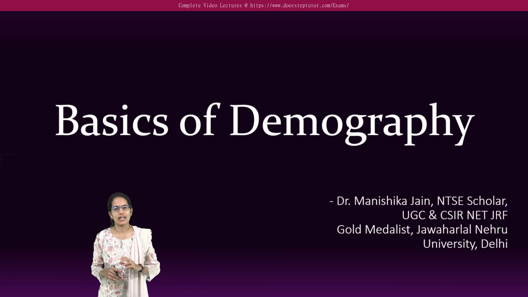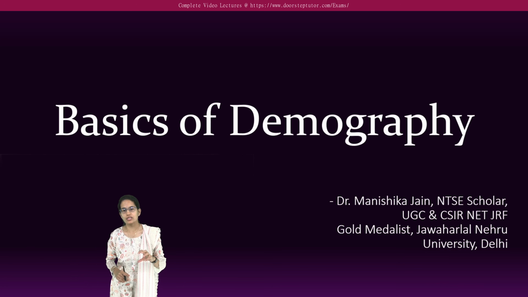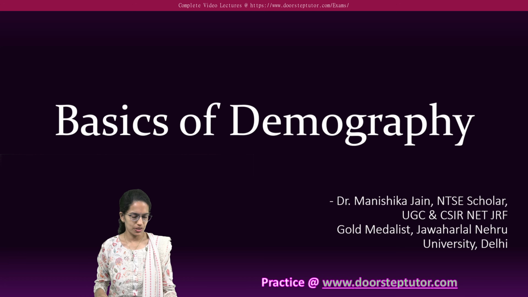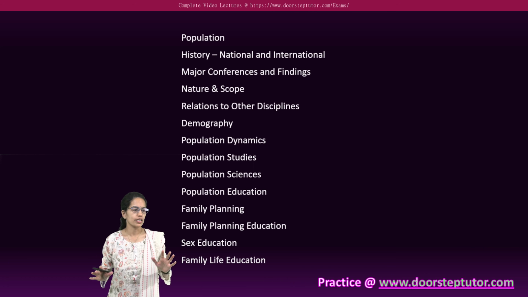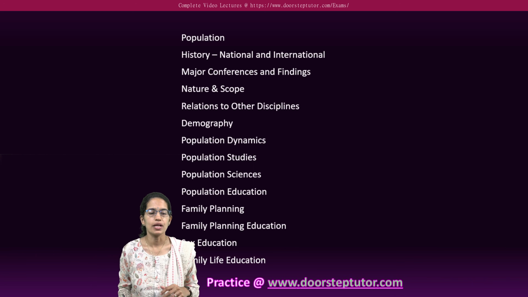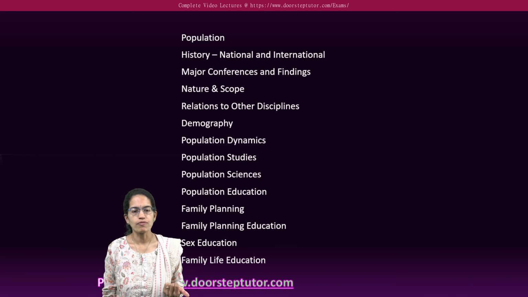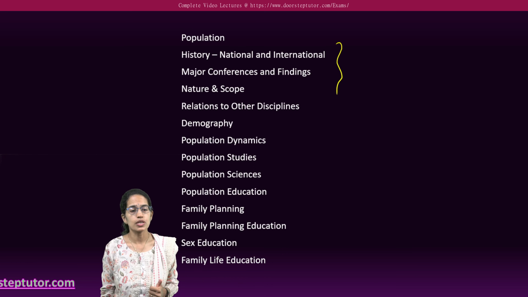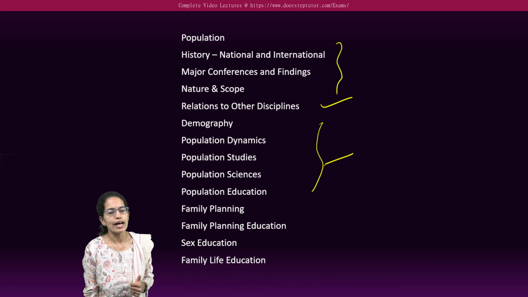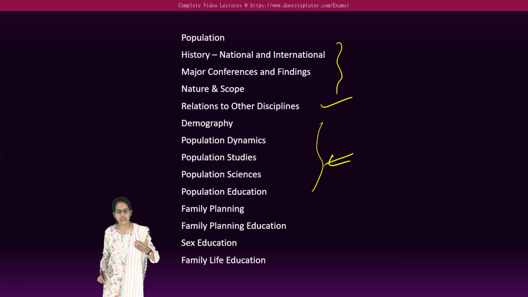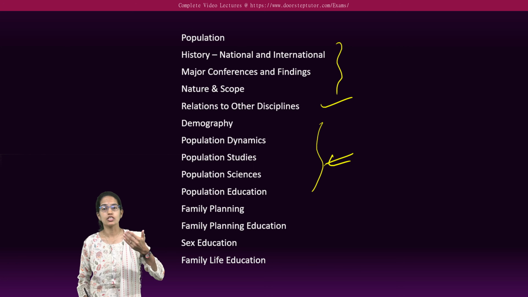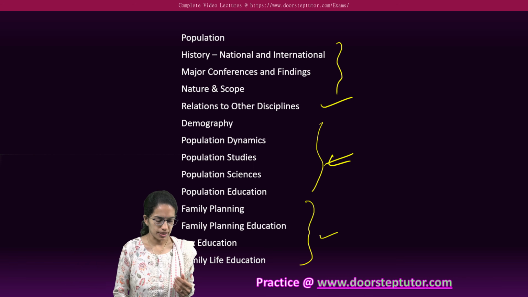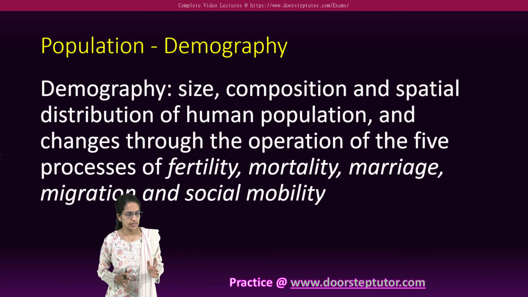In this section, we would understand demography. We would also understand demography versus population studies. What is the difference? So this class would revolve around certain important topics, for example, the nature and scope of understanding population studies and demography, the major conferences, the history, its relation to other disciplines, and some of the terminologies like population dynamics, population studies, population education, sciences, and so on. And similarly goes with family planning. So as we proceed, we would understand these terms thoroughly.